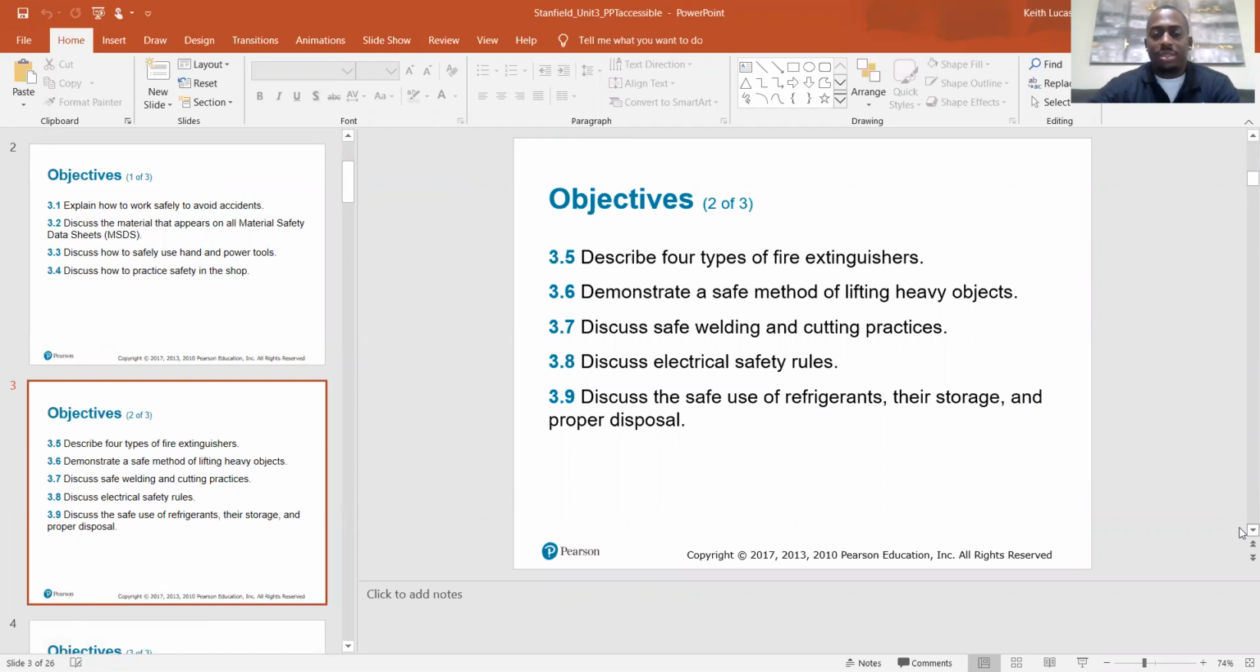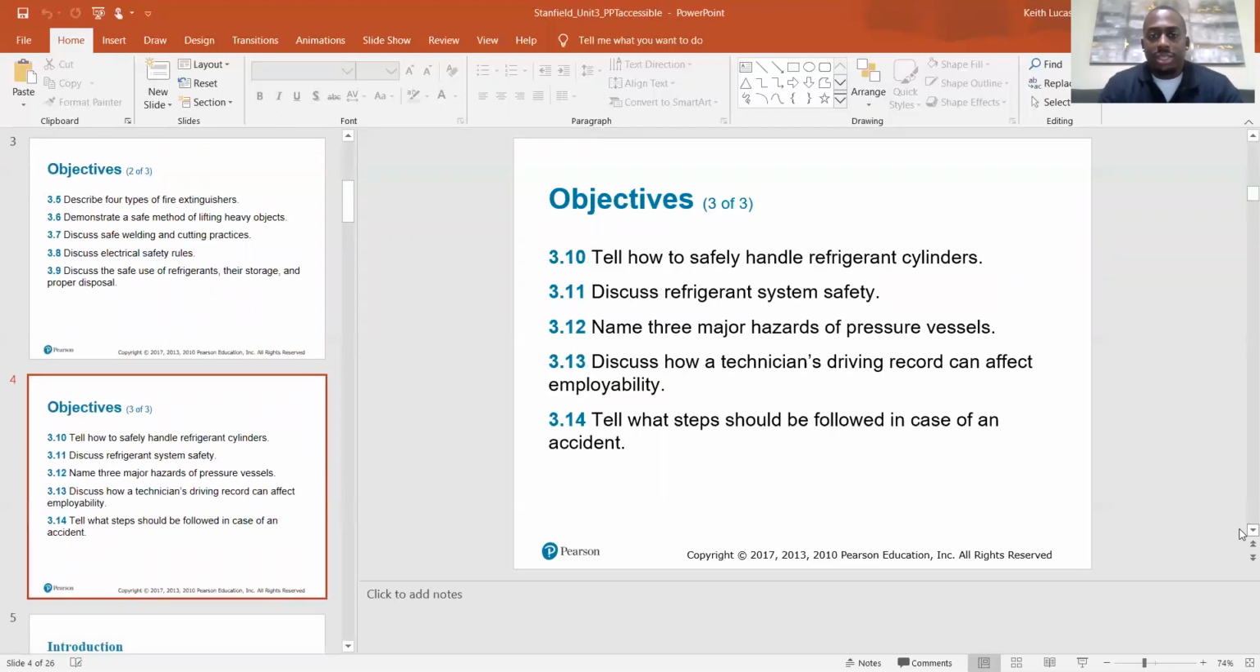describe 4 types of fire extinguishers, demonstrate a safe method of lifting heavy objects, discuss safe welding and cutting practices, discuss electrical safety rules, discuss the safe use of refrigerants, their storage and proper disposal, tell how to safely handle refrigerant cylinders, discuss refrigerant system safety, name 3 major hazards of pressure vessels, discuss how a technician's driving record can affect employability, tell what steps should be followed in case of an accident.